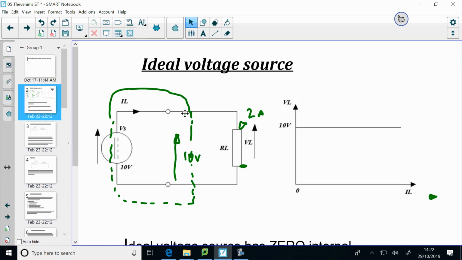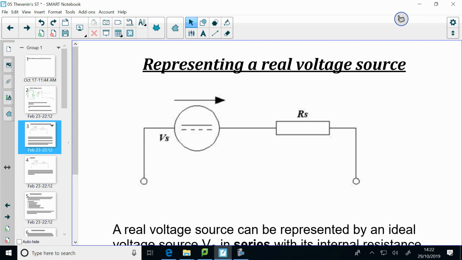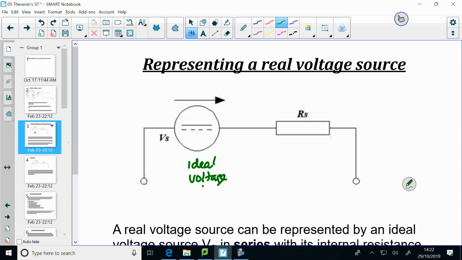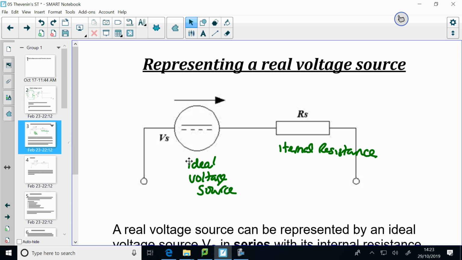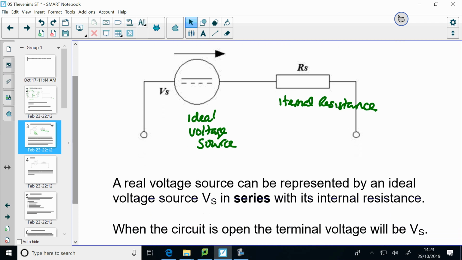So what we do is we represent a real voltage source by putting an ideal voltage source, like the one on the previous page that has no internal resistance, in series with its internal resistance. We can represent a real voltage source by having an ideal voltage source Vs in series with its internal resistance called Rs.